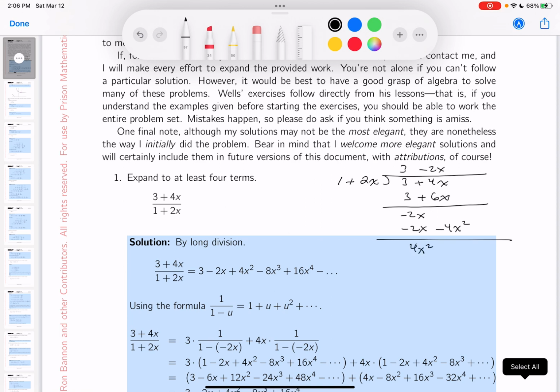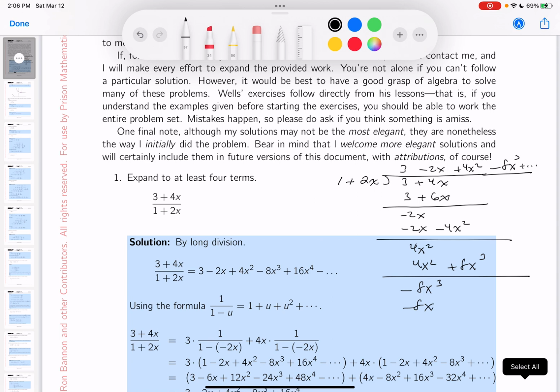Let's see. What times 1 would give you 4x squared? 4x squared. What do you get now? 4x squared, and then you're going to get 8x cubed. Subtract, so you get minus 8x cubed. All right. What times 1 would give you minus 8x cubed? Minus 8x cubed. By the way, this goes on forever, but they just wanted to get the 4 terms. So I'll put dot, dot, dot here.